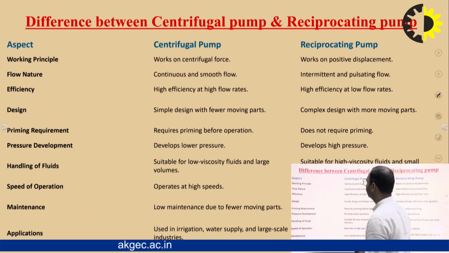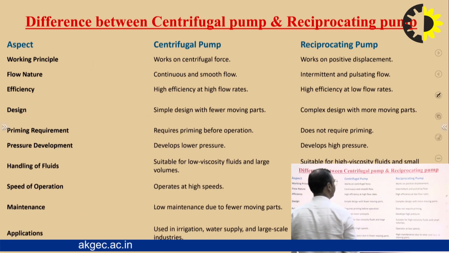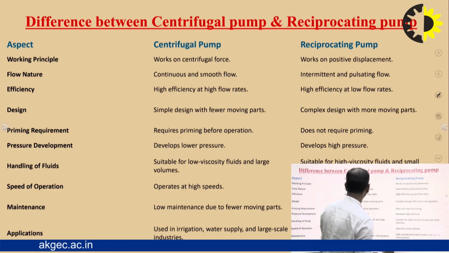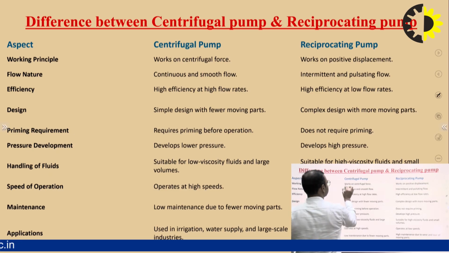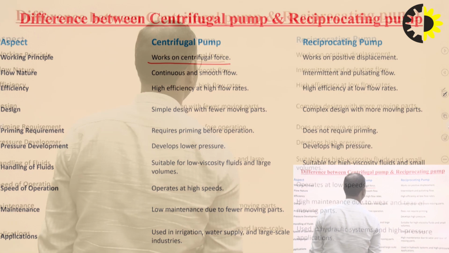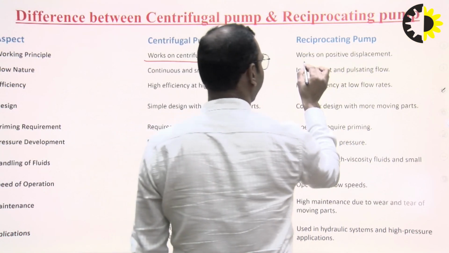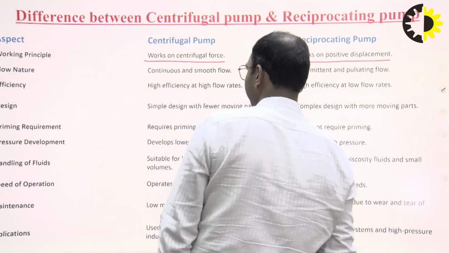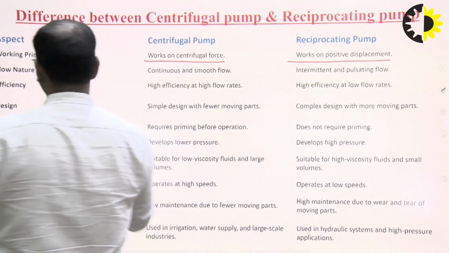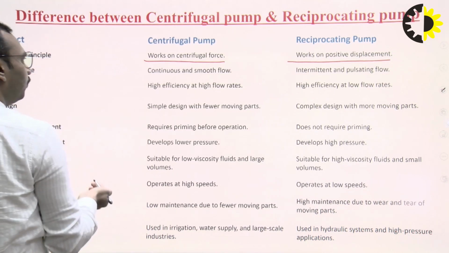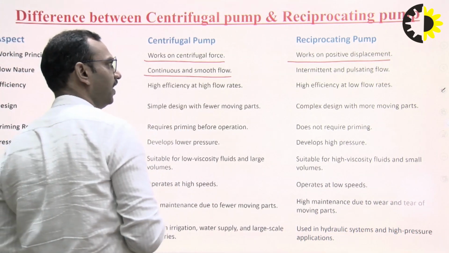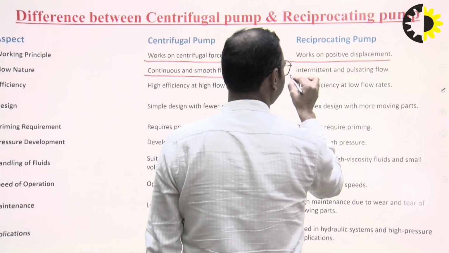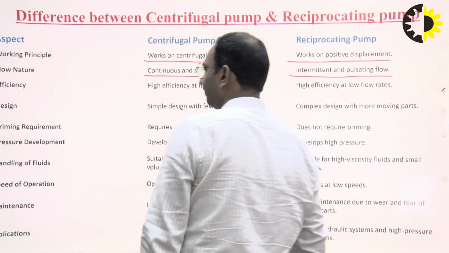Now, I will discuss the difference between centrifugal pump and reciprocating pump. According to working principle, a centrifugal pump works on centrifugal force, whereas a reciprocating pump works on positive displacement. According to nature of flow, in a centrifugal pump there is continuous and smooth flow, whereas in a reciprocating pump there is intermittent and pulsating flow.